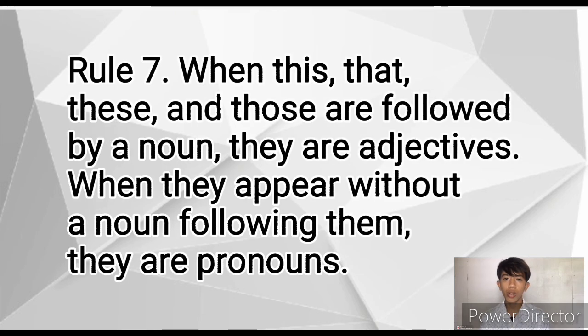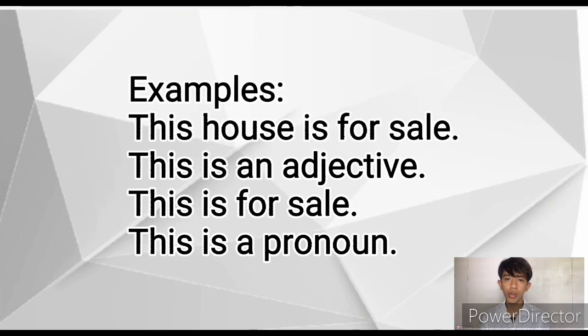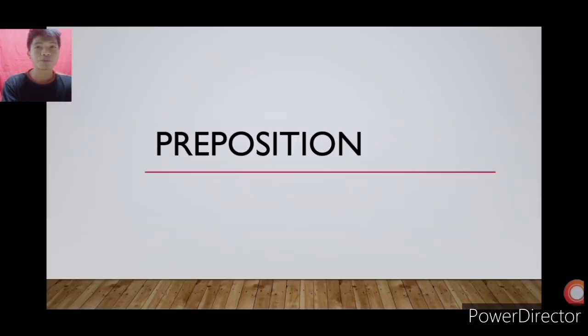Rule number 7. When this, that, these, and those are followed by a noun, they are adjectives. When they appear without a noun following them, they are pronouns. Example, this house is for sale. This is an adjective. This is for sale. This is a pronoun.